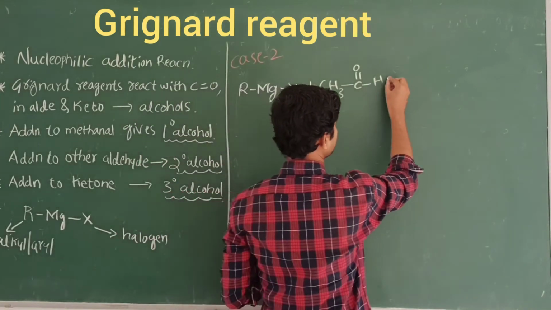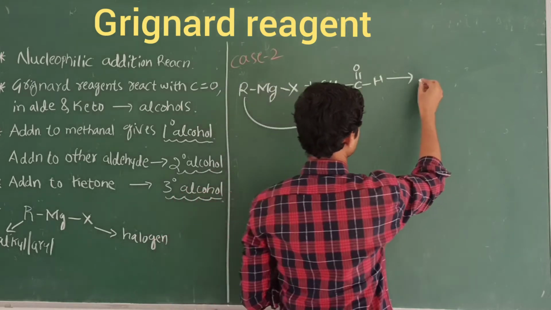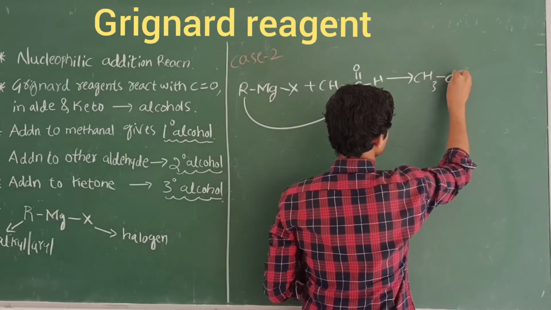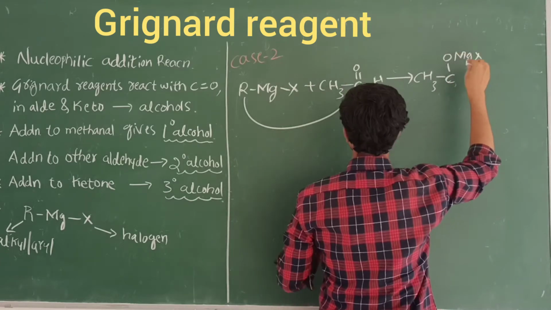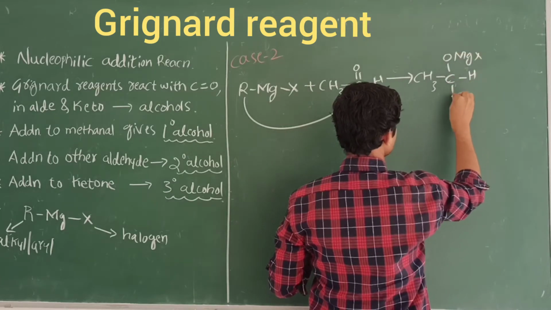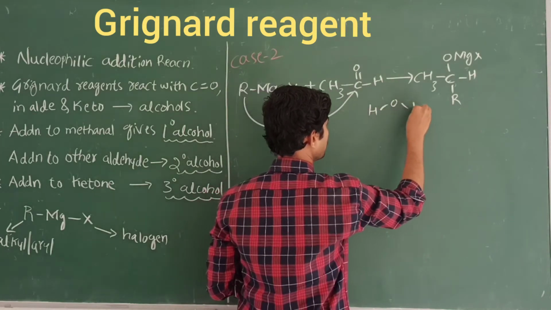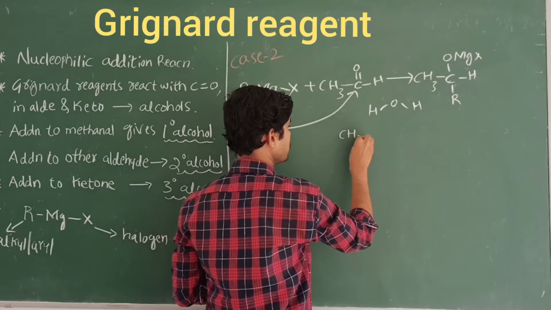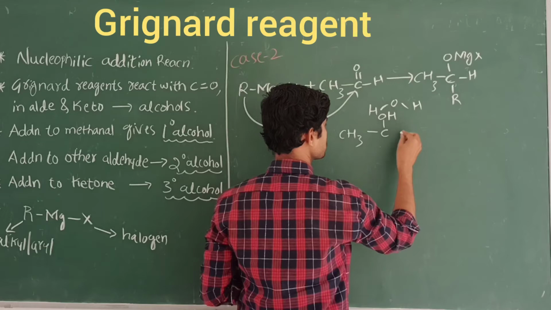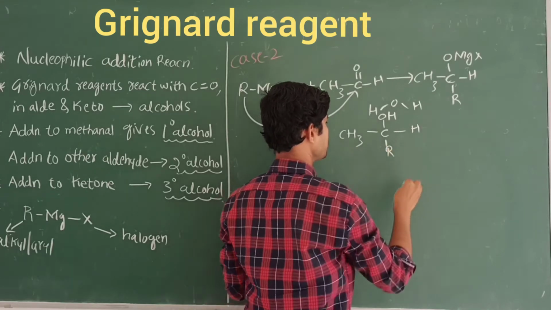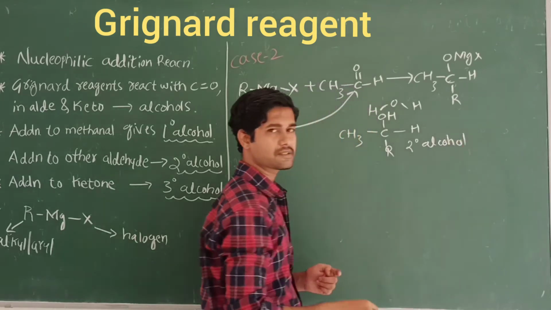What happens when this acetaldehyde reacts? It is the same procedure. We are going to obtain CH3 C OMgX, with H as it is, and the R group will be there. Further, on hydrolysis, we are going to obtain the alcohol, that is called a secondary alcohol, CH3 C OH H R. So this is case 2.